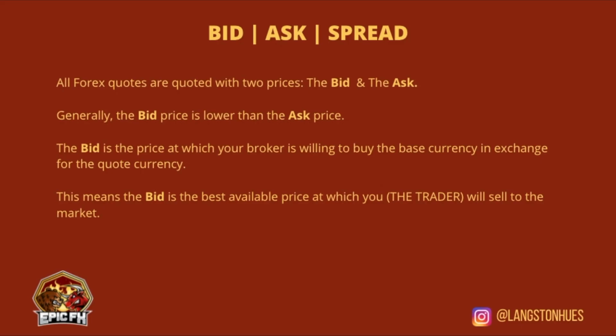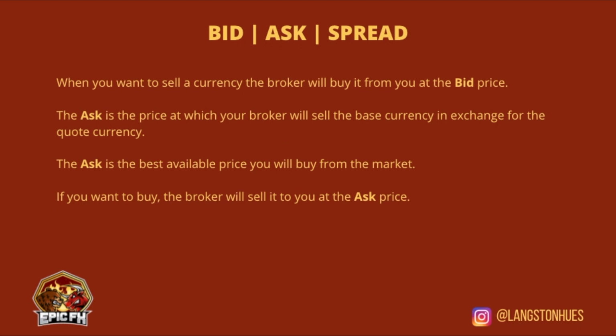Here's an example. All Forex quotes are quoted with two prices, the bid and the ask. Generally, the bid price is lower than the ask price. The bid is the price at which your broker is willing to buy the base currency in exchange for the quote currency. This means the bid is the best available price at which you, the trader, will sell to the market. When you want to sell a currency, the broker will buy it from you at the bid price. The ask is the price at which your broker will sell the base currency in exchange for the quote currency. The ask is the best available price at which you will buy from the market.